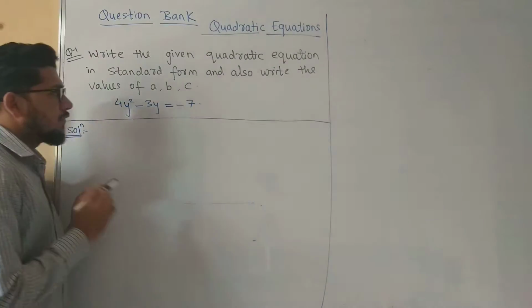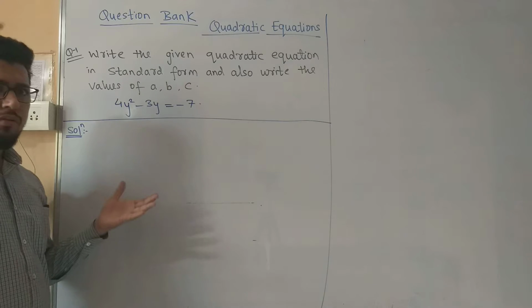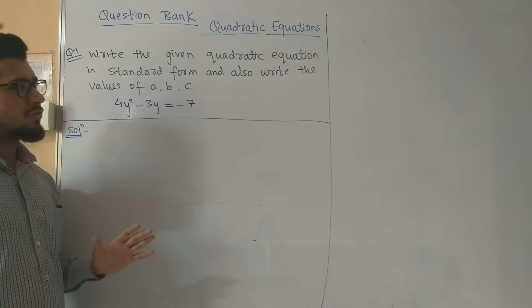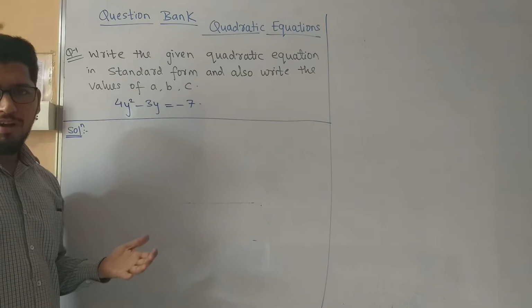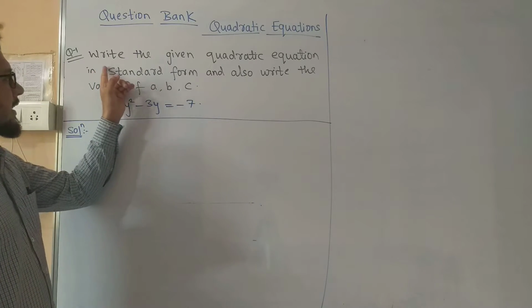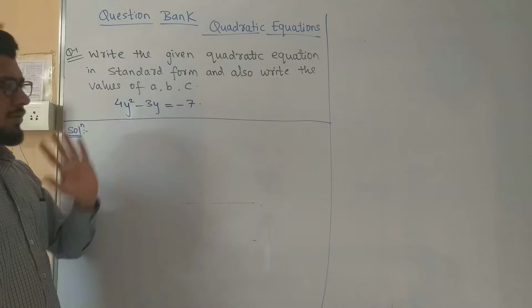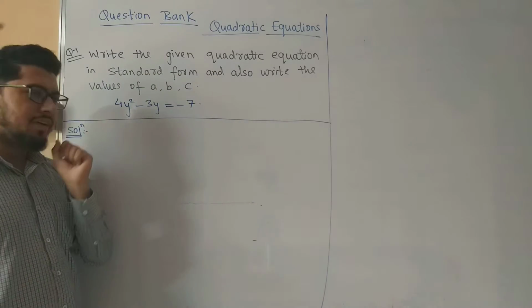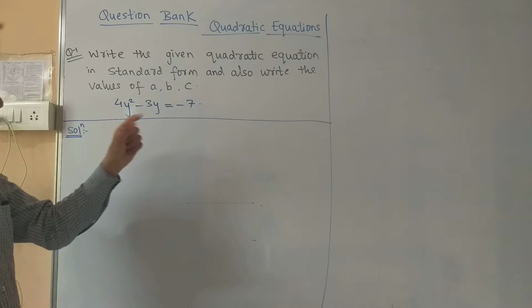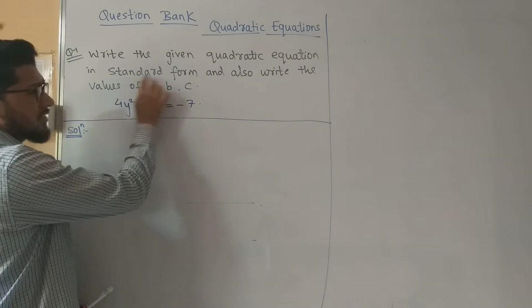Here the first question is given on the quadratic equation, which is of 1 mark. First we'll complete the 1 mark questions, then we'll go for the 2 marks and 3 marks questions. Write the given quadratic equation in standard form and also write the values of a, b, c. The equation is already given: 4y square minus 3y equal to minus 7. We have to convert this equation into standard form.